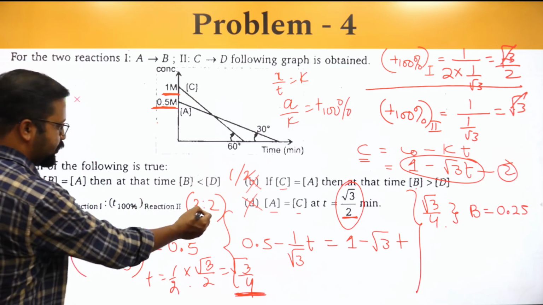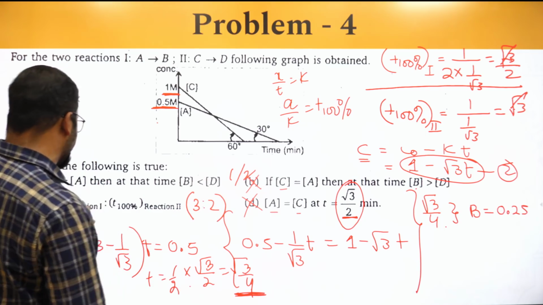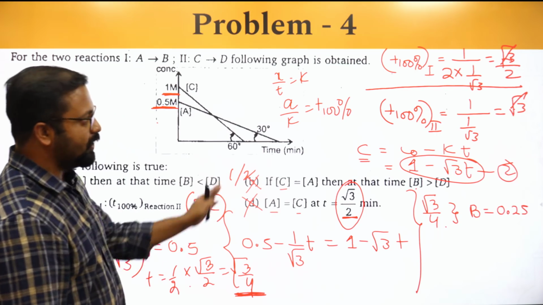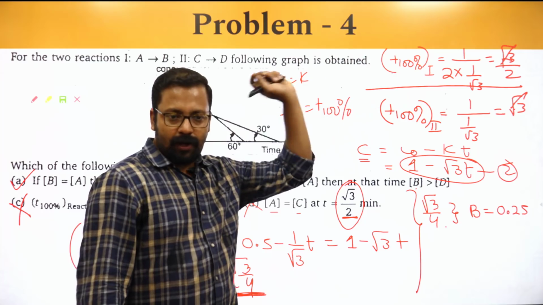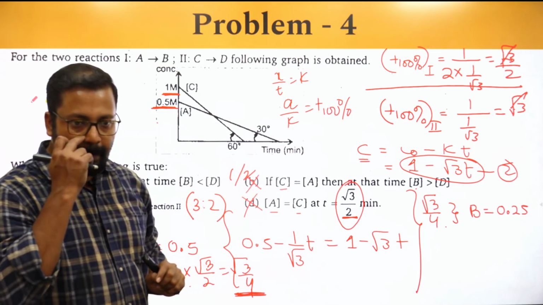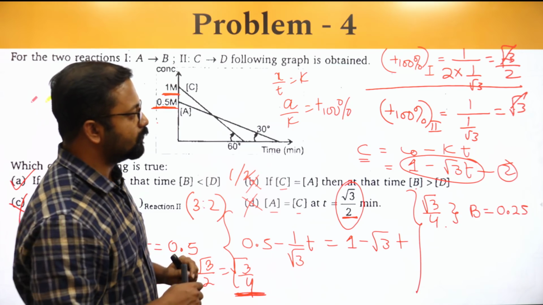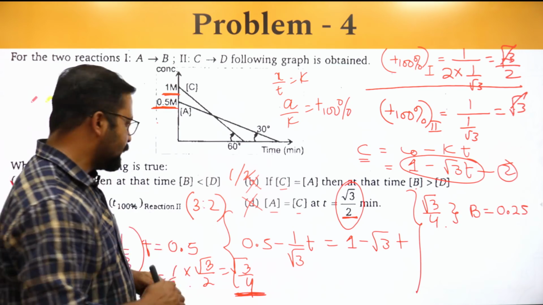Okay, so third option is root 3:2. So T 100% first, T 100% second is given as 3:2, but I'm getting it as 1 by 2. Yeah, it is root 3.